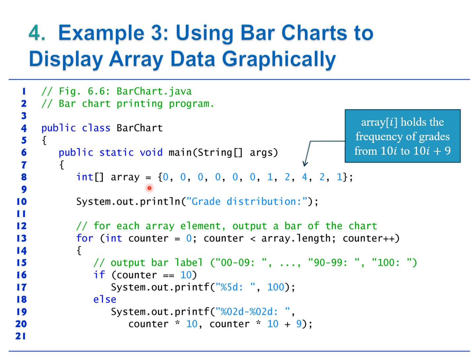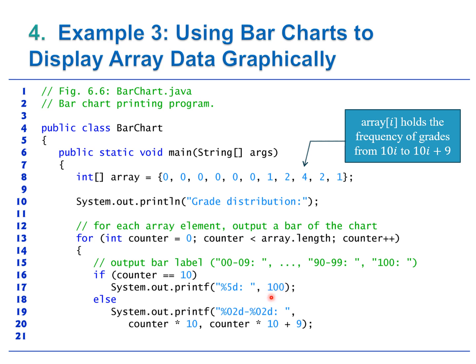After grading the array, the program displays the bar chart title, which is grade distribution. Then it has a for loop that goes through the array elements. For each element, first it displays the grade range based on the index of that element. Note that for the last element, which has index 10, the grade range is just 100.